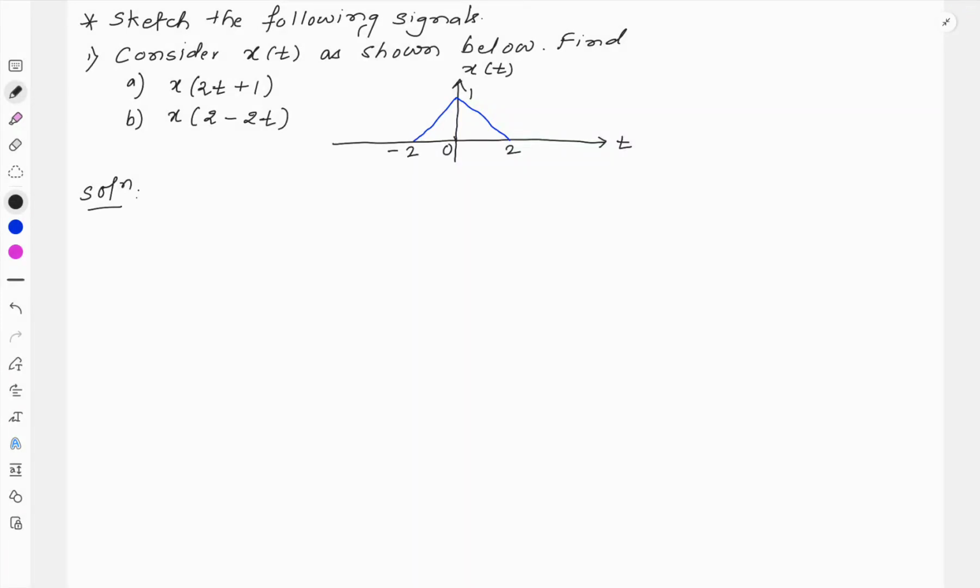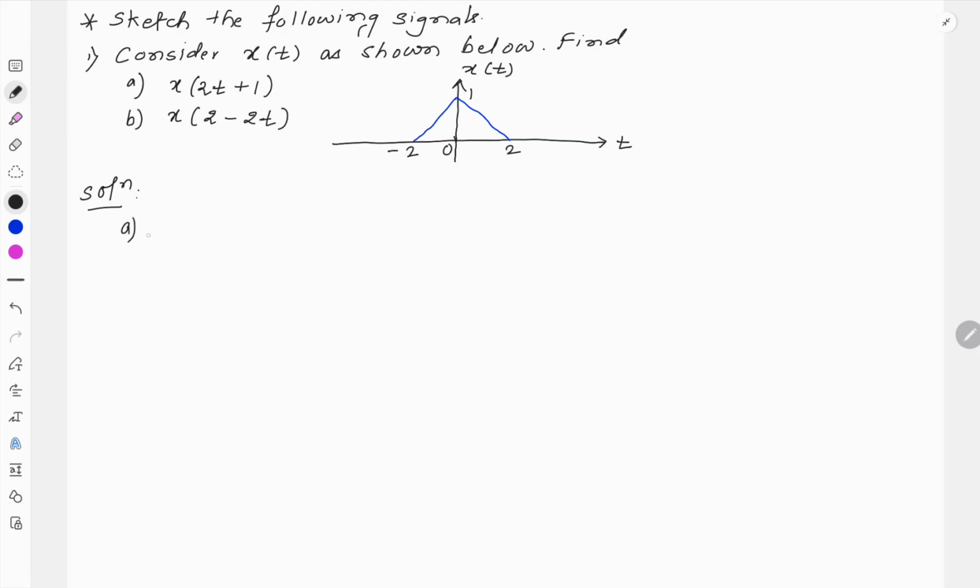In this video, we are going to see operations on signals. Consider x of t as shown in the figure, which is a triangular signal starting at -2, ending at +2 and with amplitude equal to 1. Now in this case, we are supposed to find out first x of 2t plus 1 and second x of 2 minus 2t. So let us begin with the first solution.